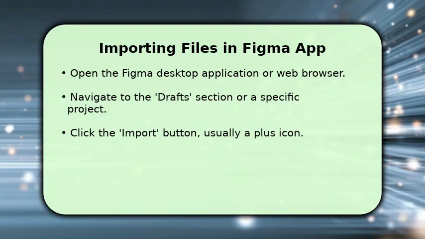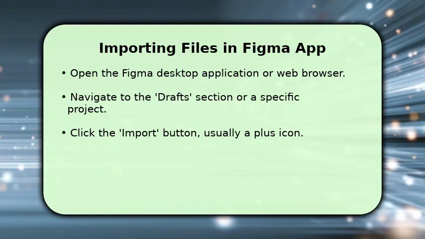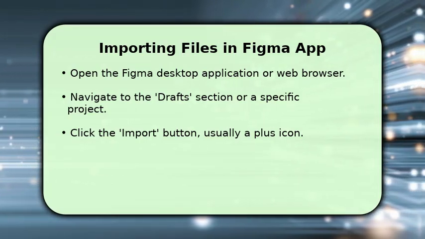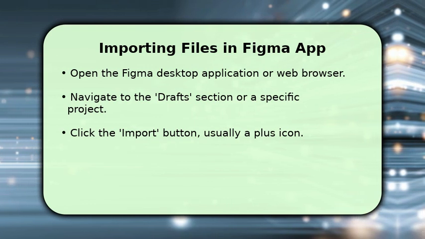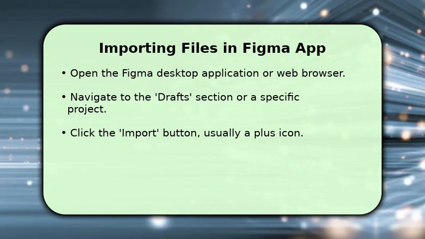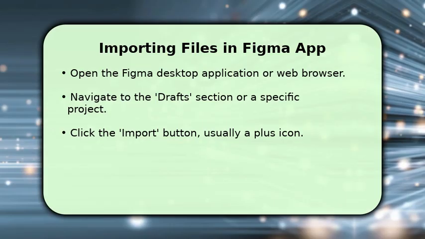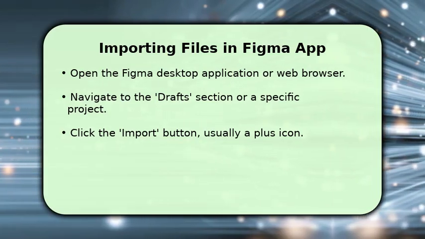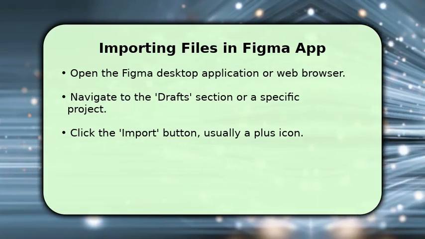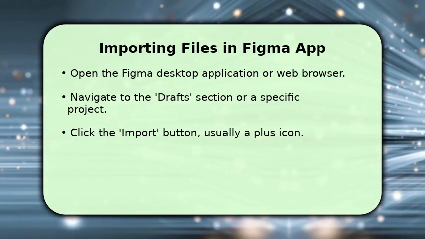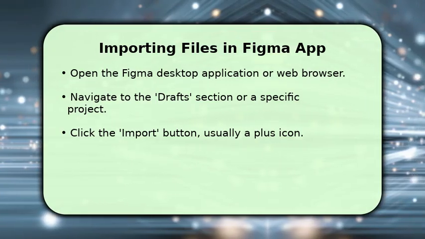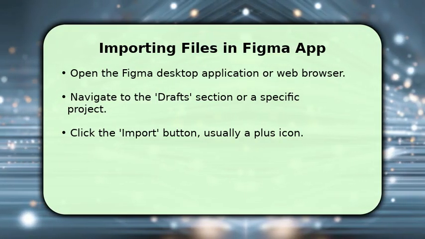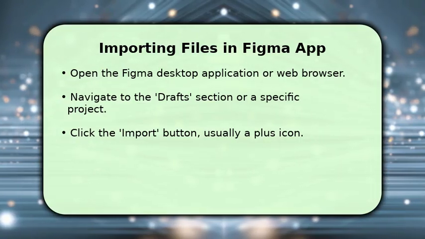Another reliable way to open a local file is by importing it from within the Figma application itself. First, launch Figma, either the desktop app or in your web browser. From your dashboard, look for an Import button, often represented by a plus icon or an arrow pointing upwards. Click this, then browse your computer to select the Fig file you wish to open. Figma will then process and display your design.